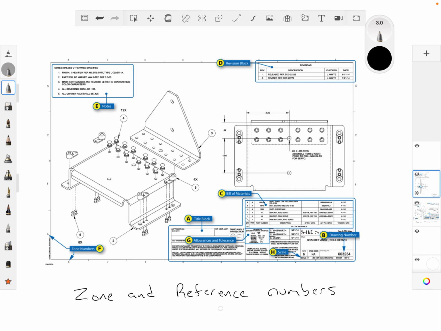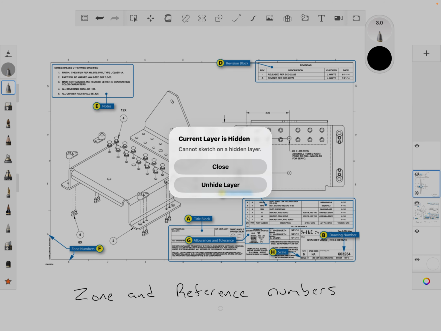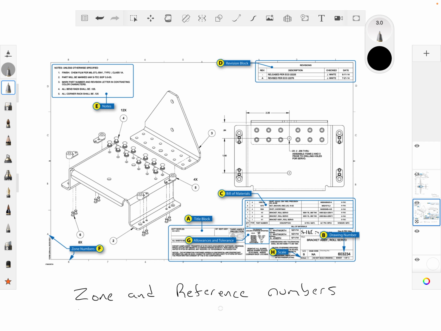All right, here we go. We're going to talk about three different things: zone numbers, reference numbers, and station numbers. So, zone numbers are going to be the numbers on the side of a blueprint.